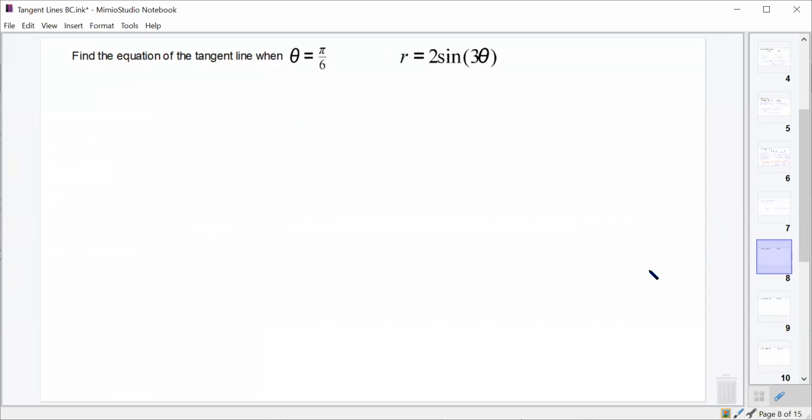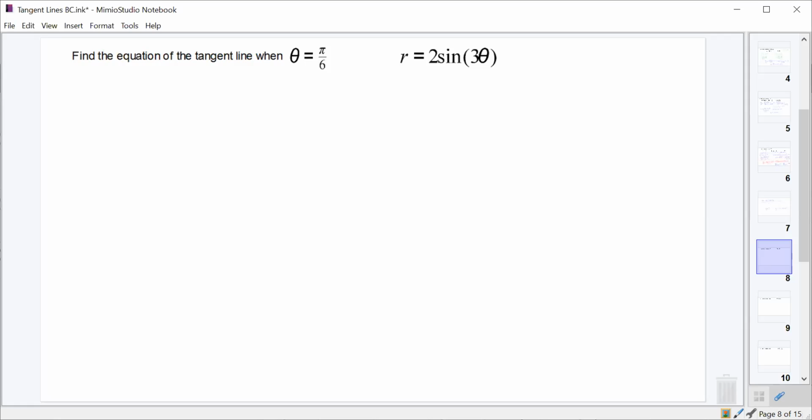All right, let's do one here with a polar function. We'll do a few more with polar next time. Get at least one or two in here today. We're not going to get through it all. So we want to find the equation of the tangent line when theta is pi/6 for r equals 2 sine 3 theta. What does r equals 2 sine 3 theta look like?